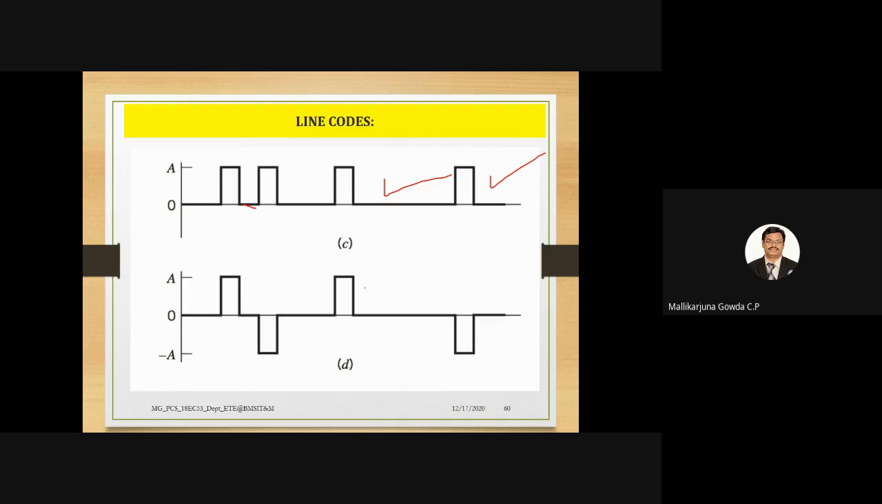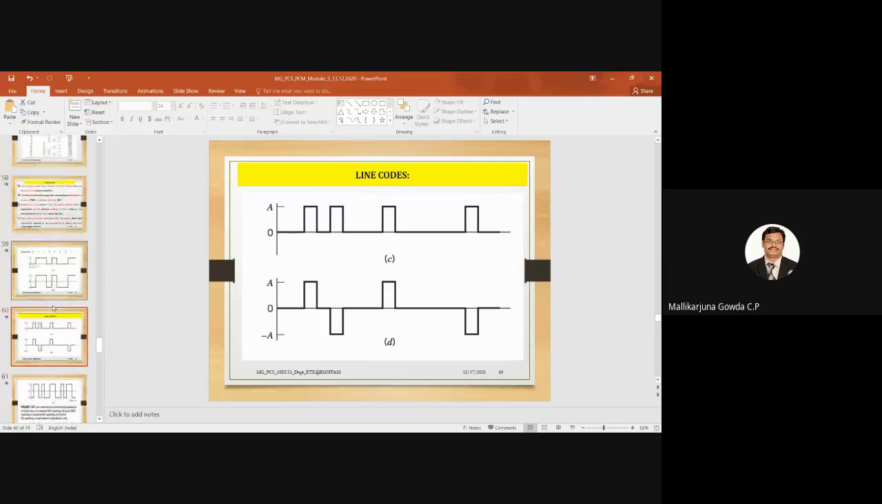So this is my bipolar signaling. We need to understand in what way bipolar is different from other schemes. In case of bipolar, 0 will be represented by no pulse only. And 1 will be represented by alternate positive and negative pulses. 1 will be represented by what? Alternate positive and negative pulses. I will show it with respect to the sequence.